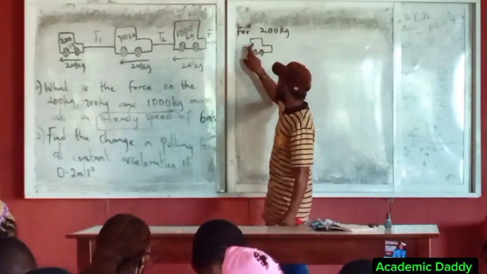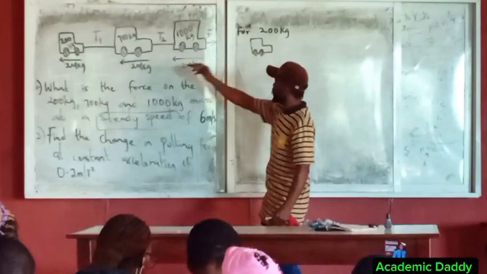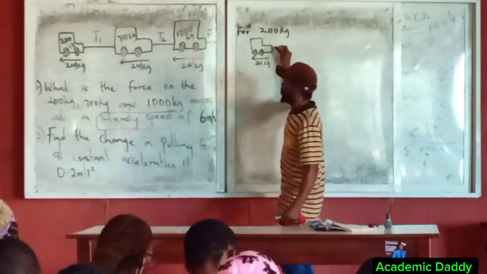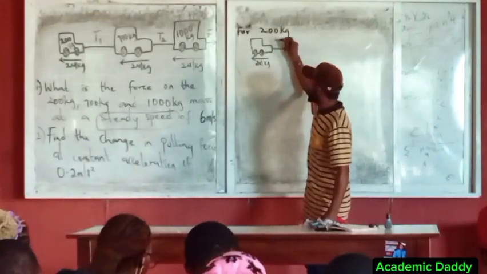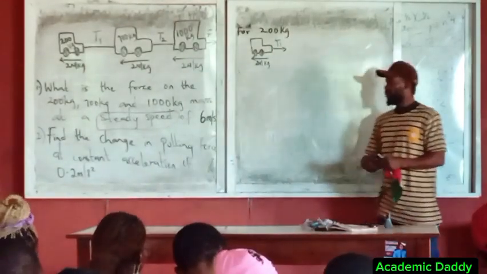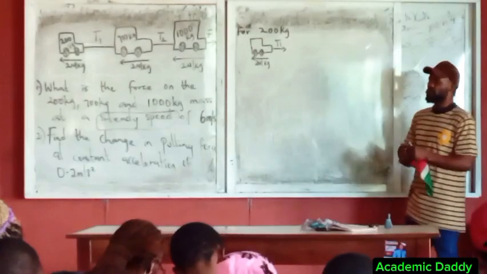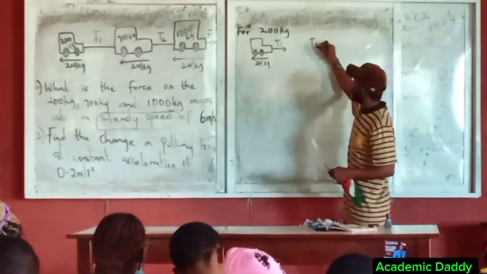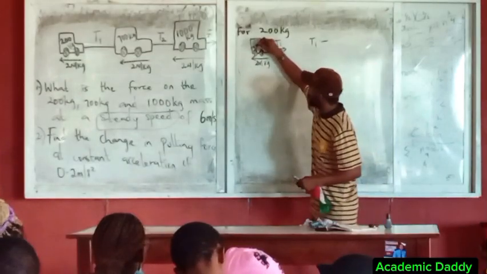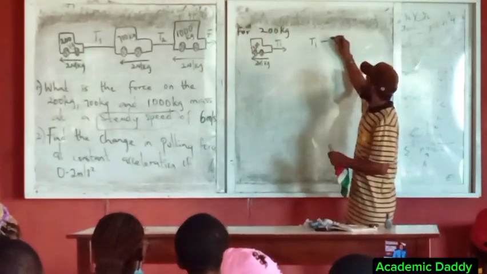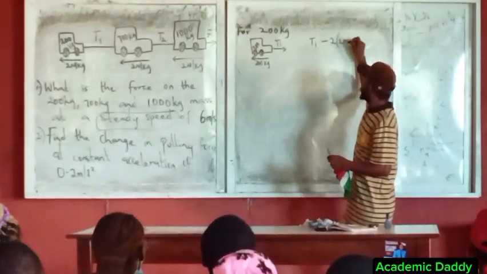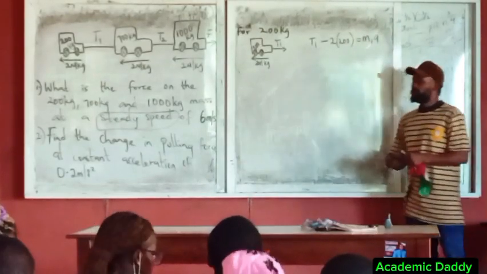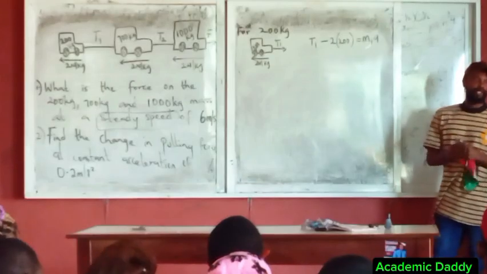There's no backward force, Shemi. The only thing I have is resistance to the motion, which is 2 Newton per kg. Then I have the forward force. You know that the forward force for this one will be T1. What do we know? T1. So that means that the force on this system is going to simply be T1 minus 2 times 200, which equals M1A.